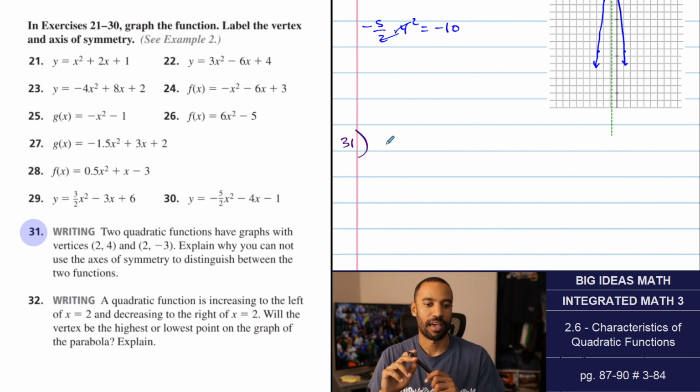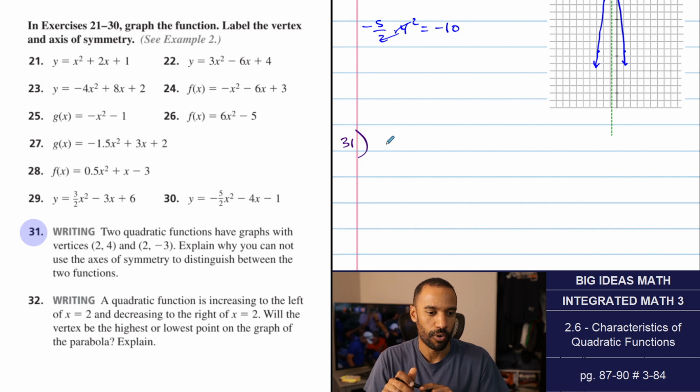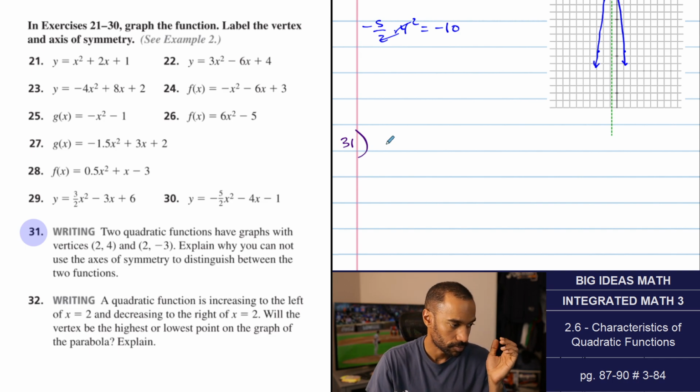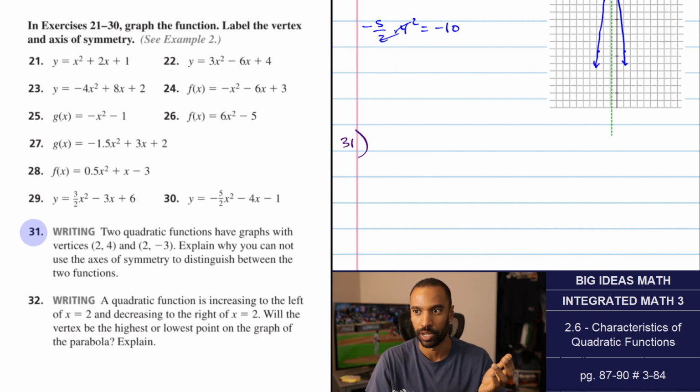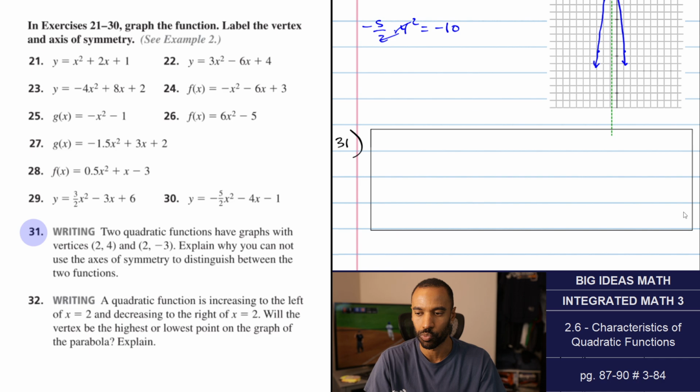Two quadratic functions have the graphs with vertices (2, 4) and (2, -3). Explain why you cannot use the axes of symmetry to distinguish between the two functions. Because they're on the same axis of symmetry. So if you're like, hey, this one has this vertex, let's look at their axes of symmetry and tell me which graph has which vertex.